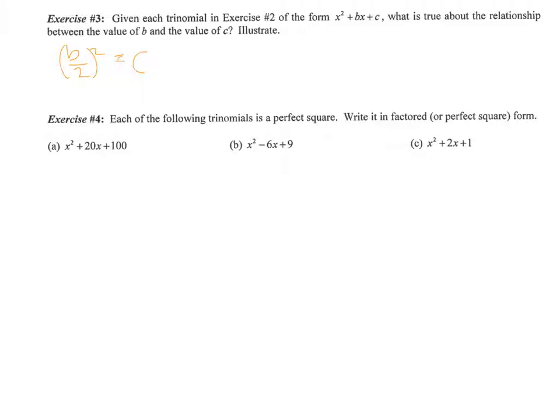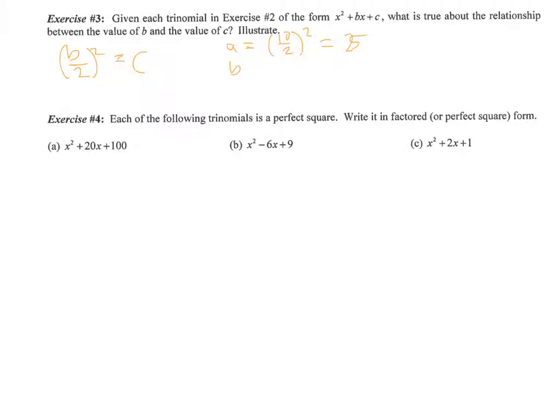So let's look at A. For letter A, the b was 10. We could divide it by 2 and square it. 10 divided by 2 is 5. 5 squared is 25. Yeah, that gave us c.